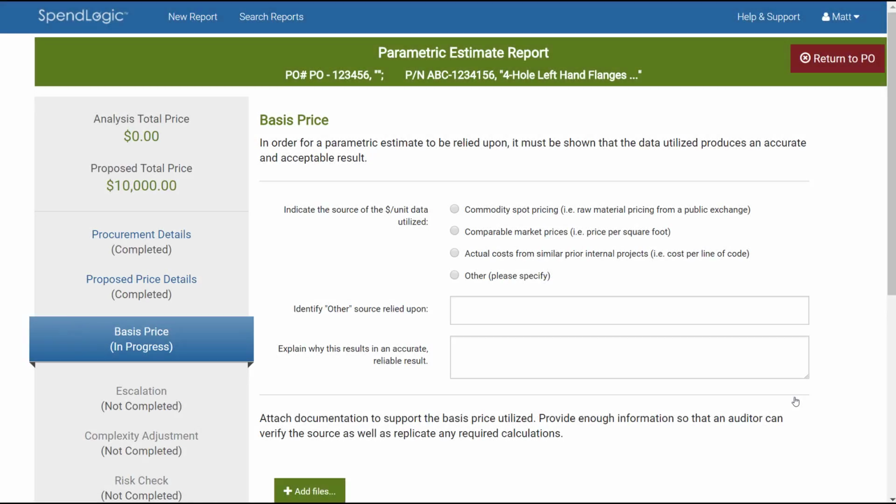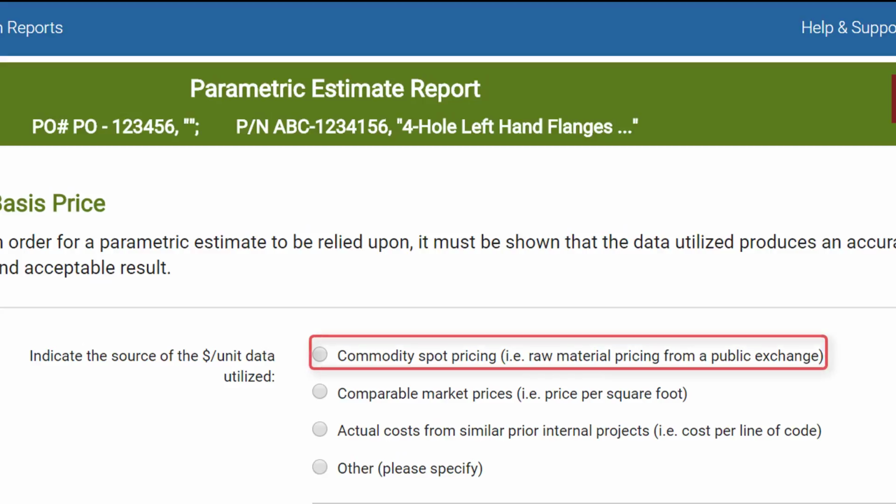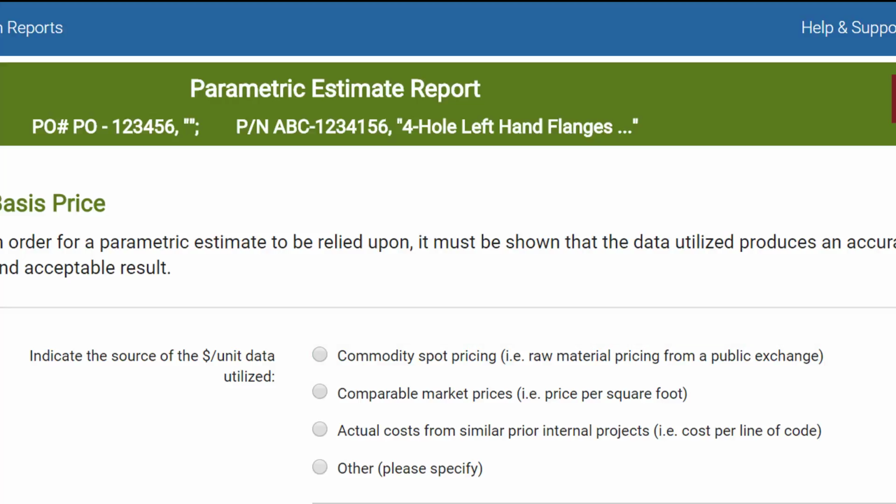In order to use the parametric method, it's required that we show that there's a standard measure of price in the marketplace. There are several ways to do this. The first is to provide a commodity spot price. This is appropriate for commodities whose pricing is set by the open market, such as raw materials.